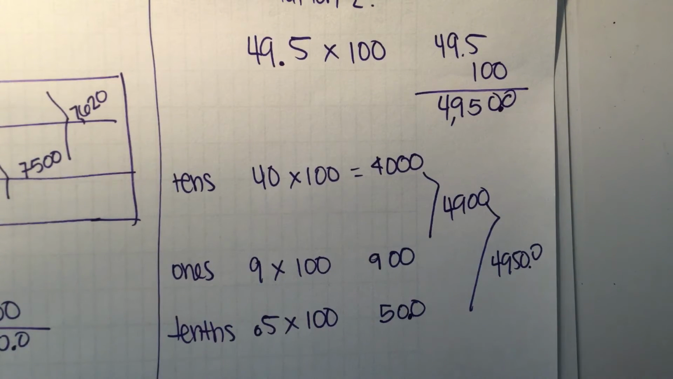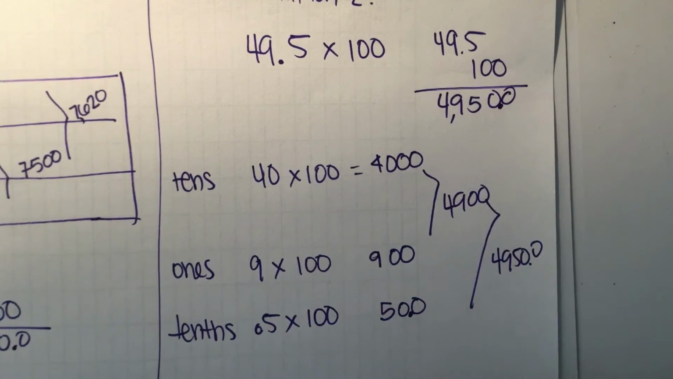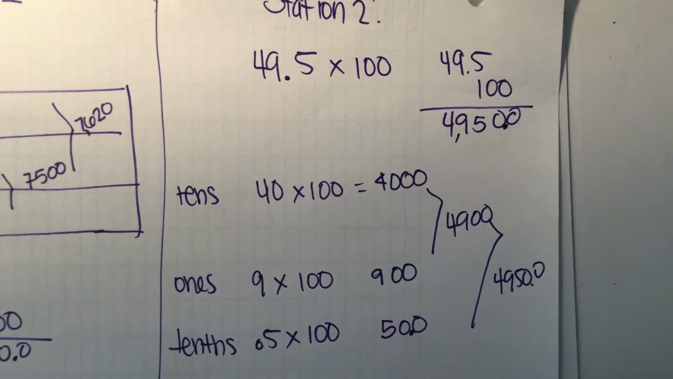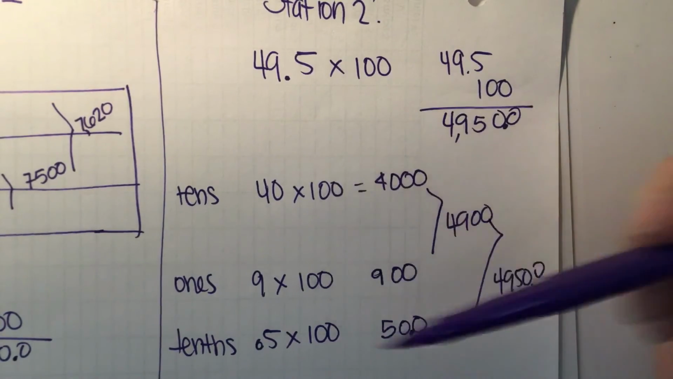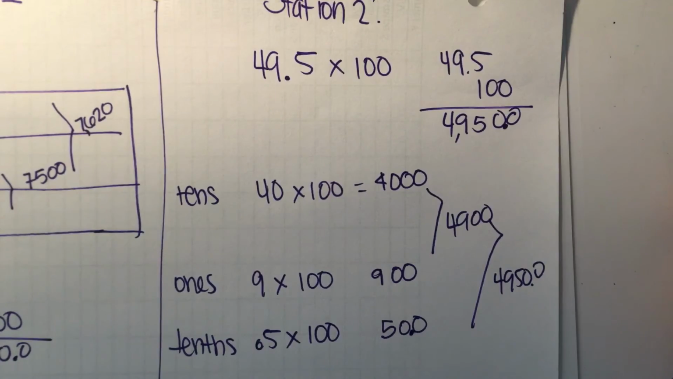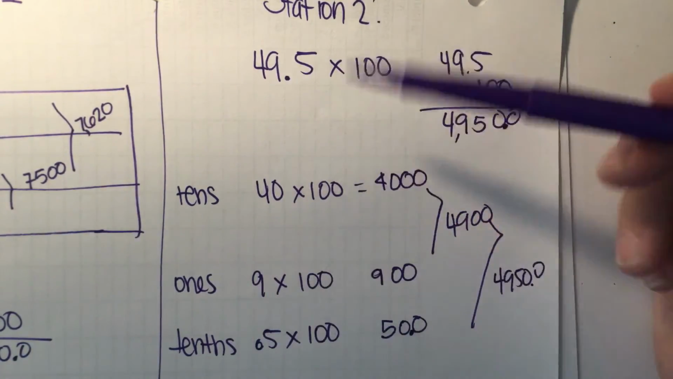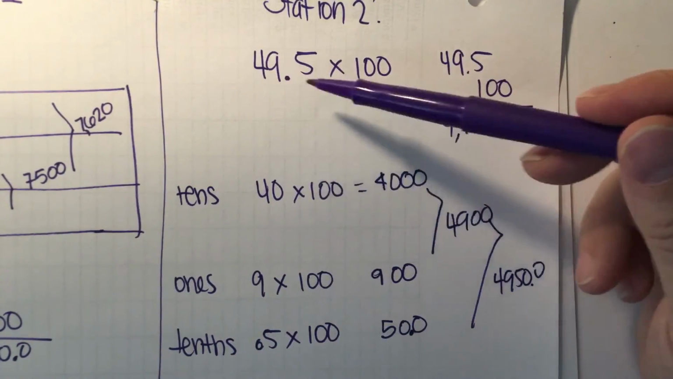Okay. What do we think? How do we feel? Station number 2. Okay. We have our standard algorithm and we have our partial products. Okay. We're breaking it down by each of our place values.